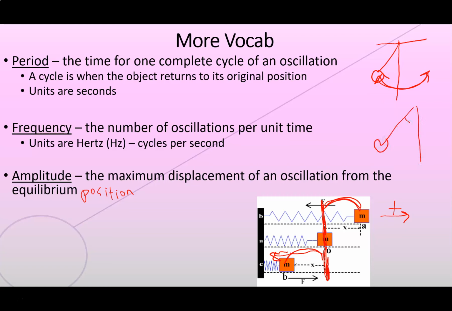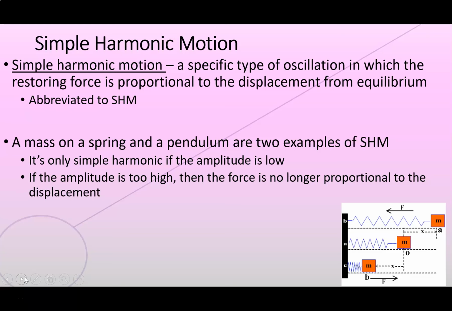Now, simple harmonic motion is a specific type of oscillation in which the restoring force is proportional to the displacement from equilibrium. So all simple harmonic motion is oscillatory motion, but not all oscillatory motion is simple harmonic motion. And simple harmonic motion is abbreviated to SHM, so we can abbreviate that if we like. So a mass on a spring and a pendulum are two examples of SHM.